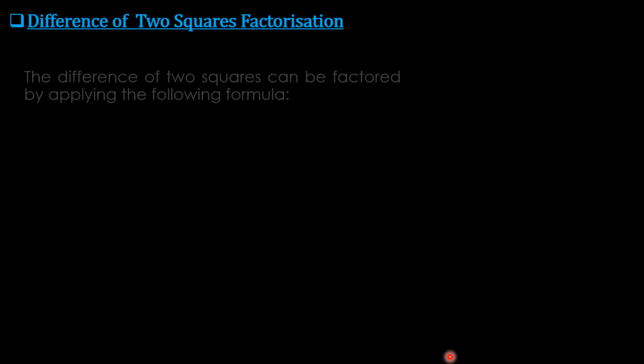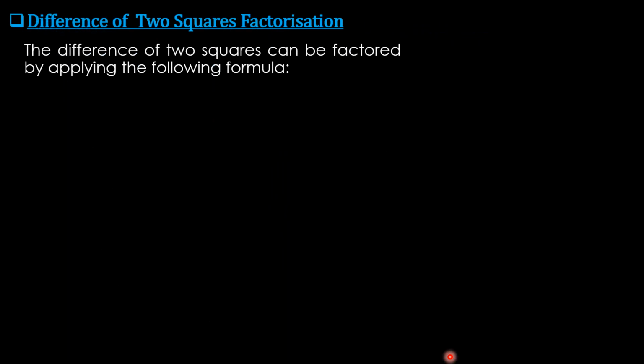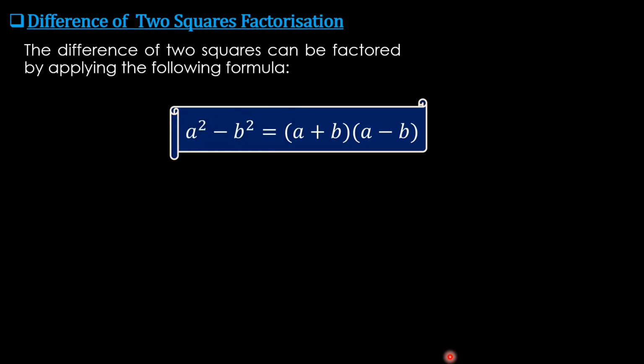Difference of two squares factorization. The difference of two squares can be factored by applying the following formula: a square minus b square equals (a plus b) times (a minus b). This is the most common formula we always use for factorization of the difference of two squares type.